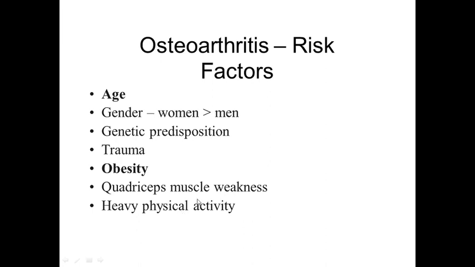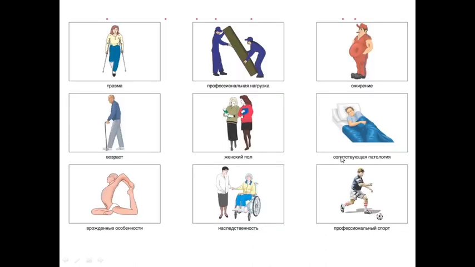Osteoarthritis has many risk factors. In the first place, of course, are age and gender, being most common in women, genetic predisposition, traumas, obesity, and quadriceps muscle weakness, and sometimes heavy physical activity. Of these many risk factors, joint damage by a degenerative process may be primary or secondary. The secondary may occur after traumas or, for example, after genetic hypermobility. Primary is mostly caused by primary risk factors.